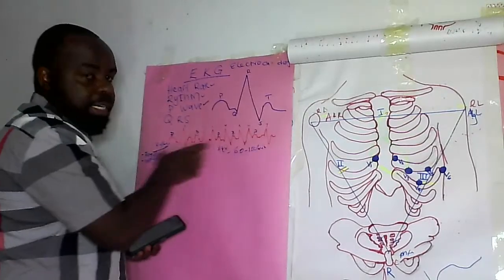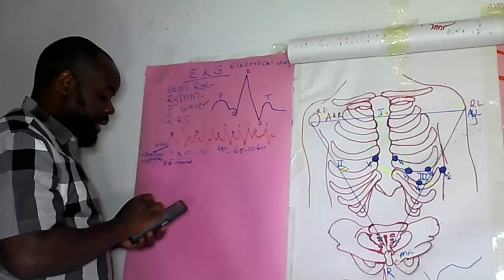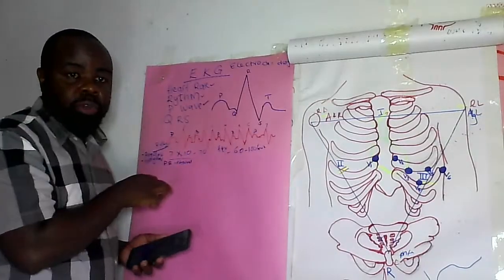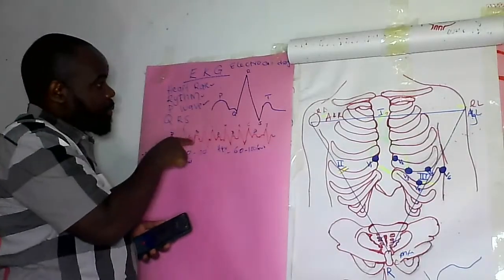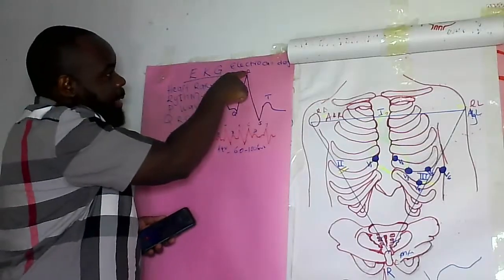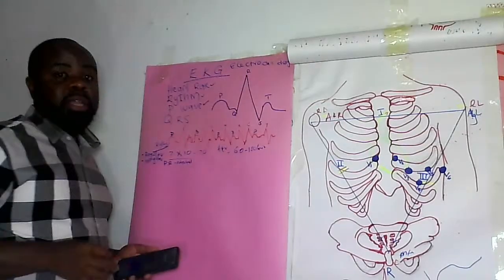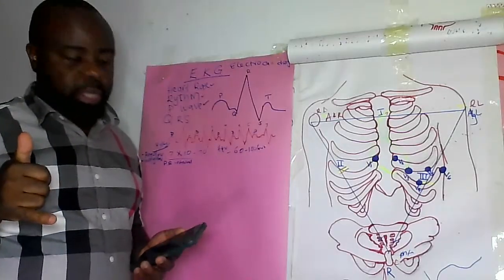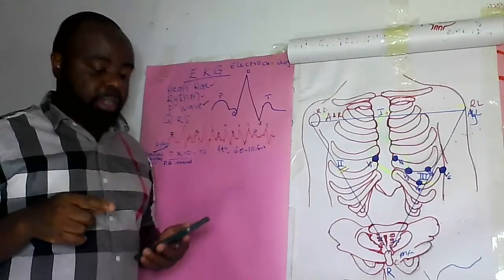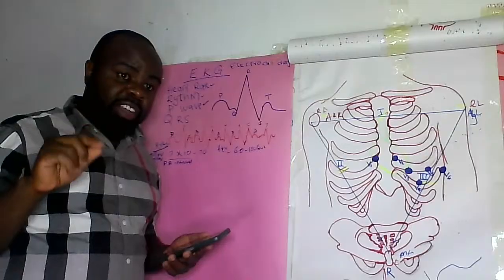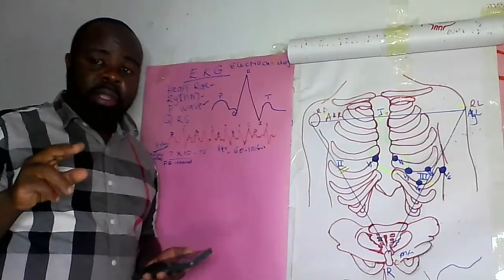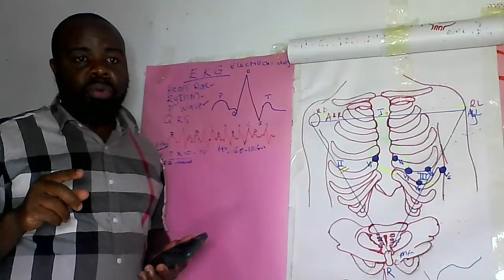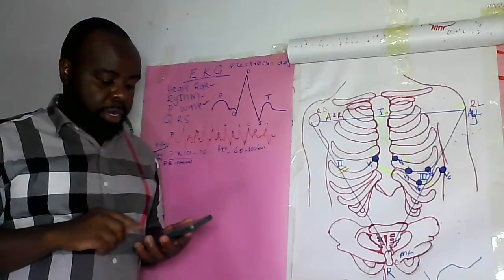On this strip there are small boxes. You count the PR between here and here. How many small boxes should you have? 5 small boxes, which means 0.1 to 0.2.